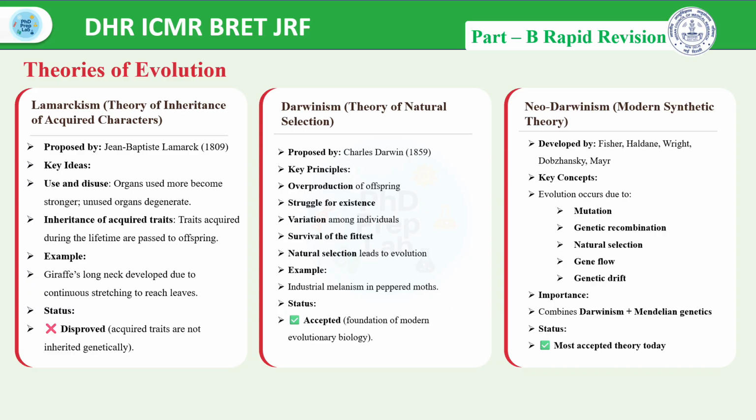And then came Neo-Darwinism. So this is the modern synthetic theory. This was developed by Fisher, Haldane, Wright and Mayr. So the key concepts were that evolution occurs due to mutation, genetic recombination, natural selection, gene flow, and genetic drift. So Neo-Darwinism is a combination of Darwinism and Mendelian genetics, and it is the most accepted theory today. Also remember what Neo-Darwinism is called. It is called the modern theory, modern synthetic theory. So this was it about the theories of evolution.